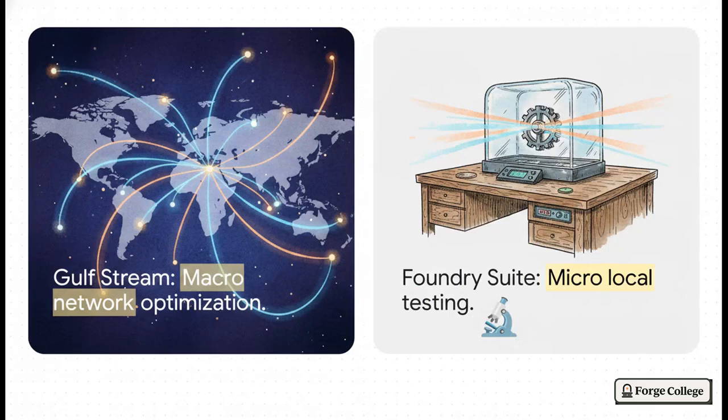So think of Gulfstream kind of like an air traffic control system for the entire sky. It keeps transactions moving smoothly across the whole network, but the Foundry Suite, that's your own personal micro-level wind tunnel. It's the local testing facility right on your machine where you subject your code to rigorous, deterministic validation before it ever gets off the ground.